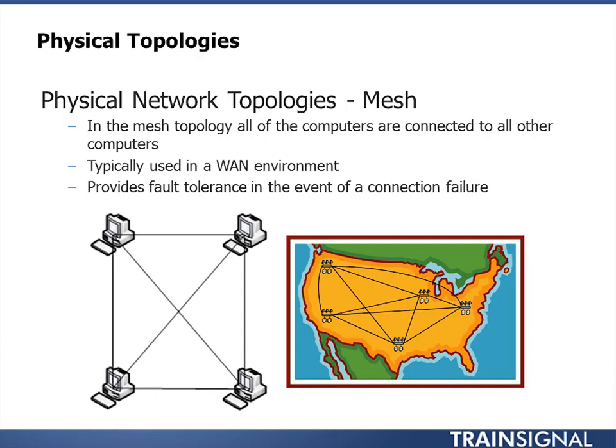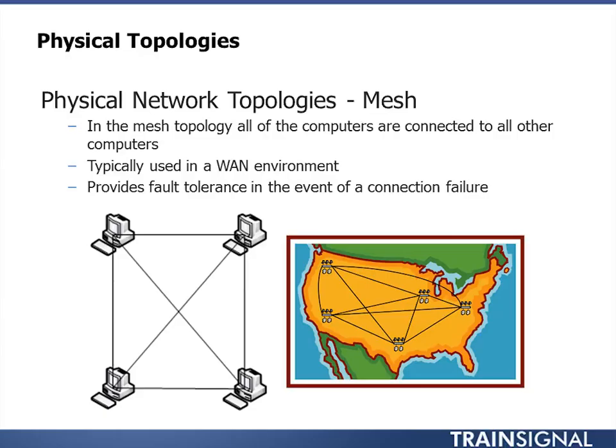Another type of network topology is something called the mesh topology. And this is a topology in which all of the computers are connected to all other computers. Typically used in a WAN environment. That's why I have 2 illustrations here. I have the very basic one, which shows 4 computers, and they all have a cable connected to each of the other computers. And then I also brought up that WAN picture that I had of the United States with our 5 offices. Notice that you have a connection line going from each office to each other office.